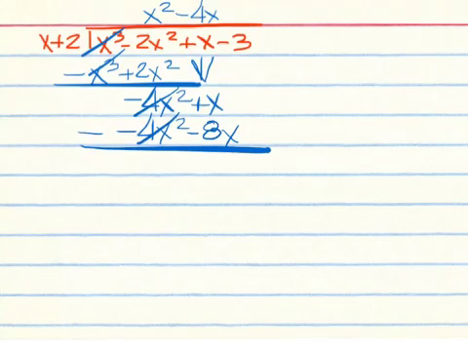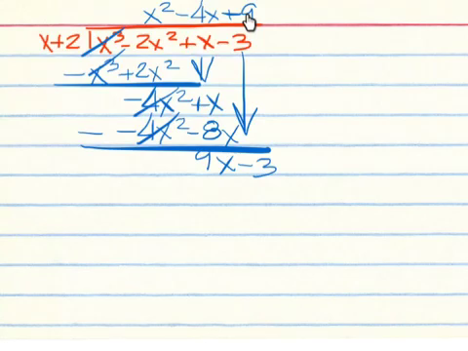And now what you're going to have is 1x minus a negative 8x. 1 minus a negative 8 is a positive 9. And then drop the minus 3. Start over again. x times 9 will give me 9x. So that's why I put plus 9 here.